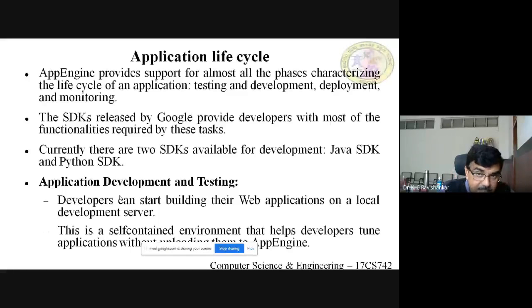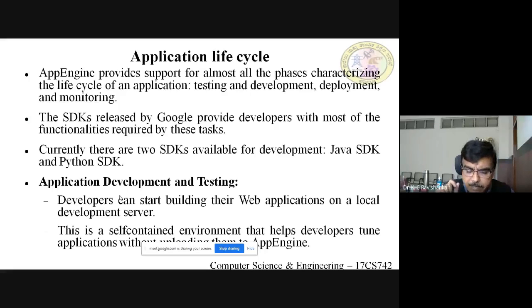So design is there. Before that, anyway, we have to make a design. Through the design, later we will develop, implement, and then test. Then deployment to the actual system, and then we need to monitor. So all these operations are seen as a life cycle of an application, and this is supported by App Engine. The SDKs released by Google provide developers with most of the functionalities required by these tasks. Currently, there are 2 SDKs available for development: one is the Java SDK as well as the Python SDK, Software Development Kit.